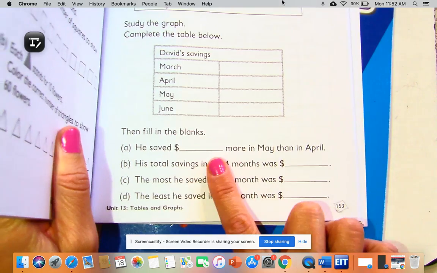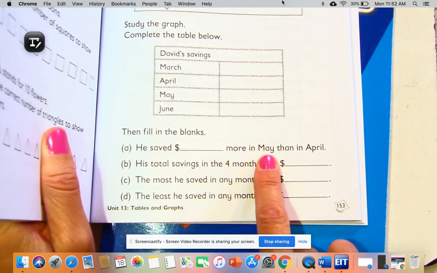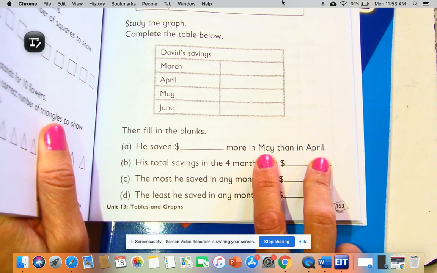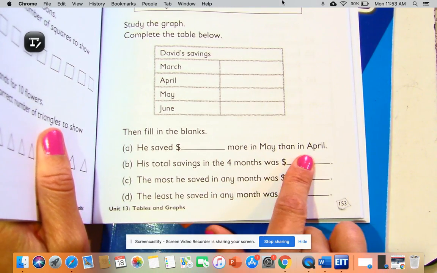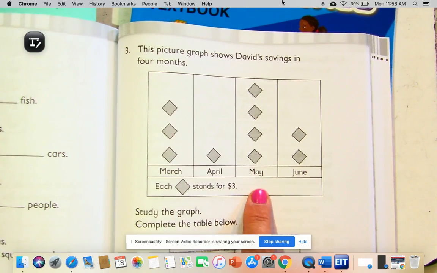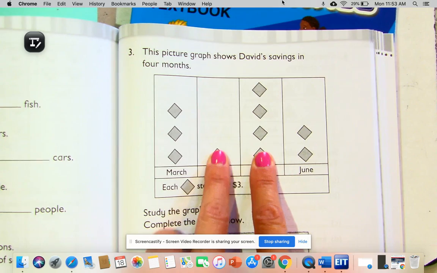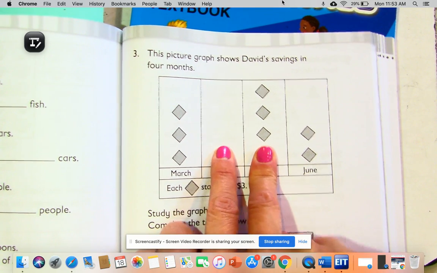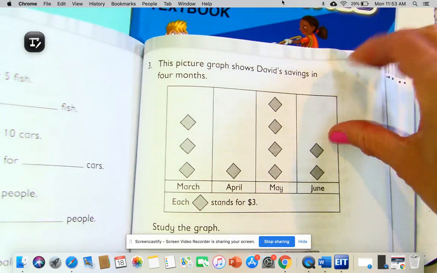Be careful with this first one. We are comparing how much more money he saved in May than in April. So they're not just asking us about May, they're saying how much more money in May than in April. So we're comparing these two, May and April. You could cover up, well, here they're the same. And then you can see May has 3 more diamonds. We know 3 times 3 to get the answer there. All right.